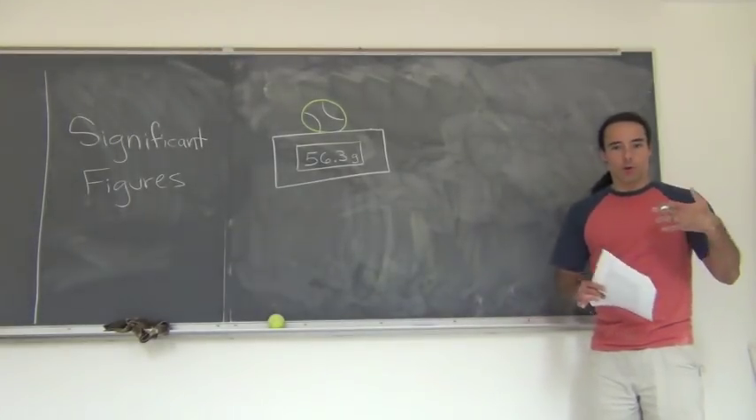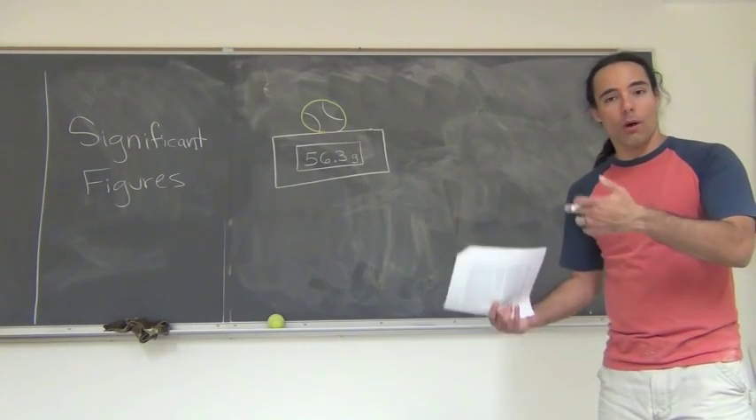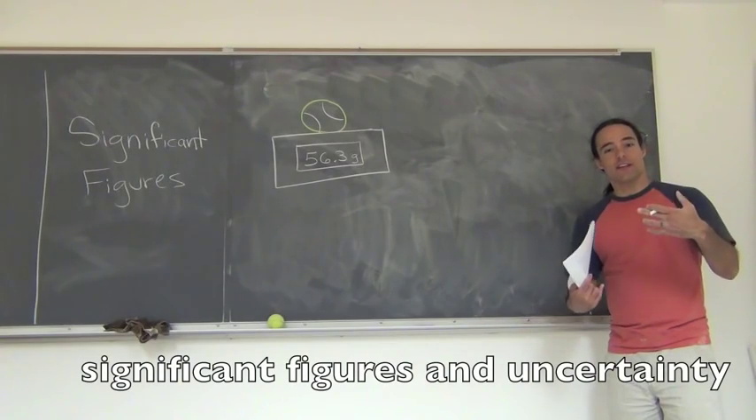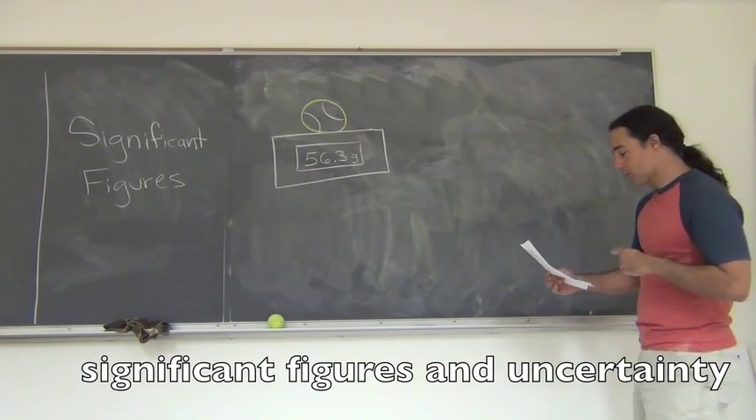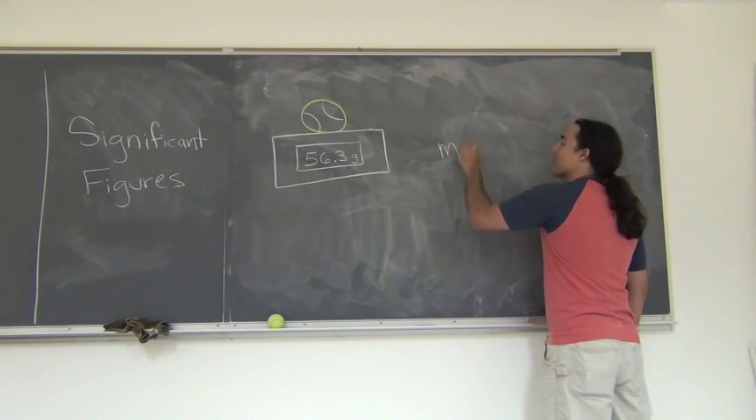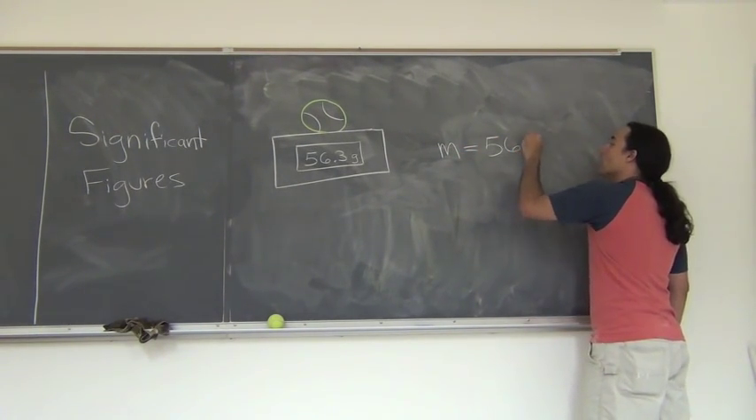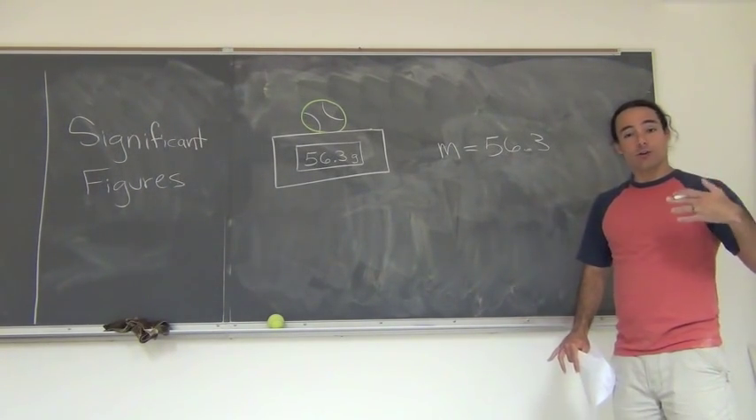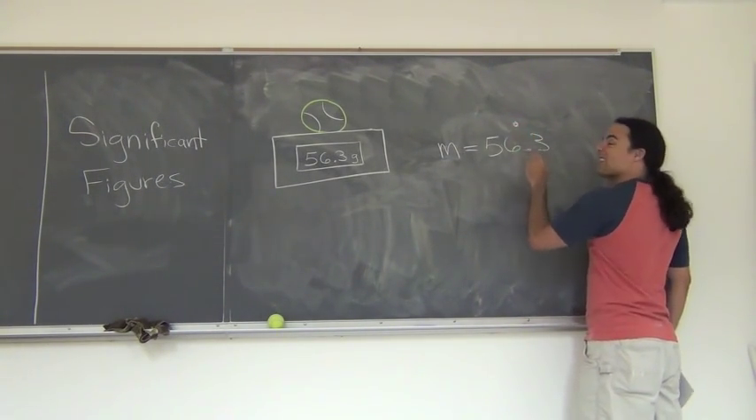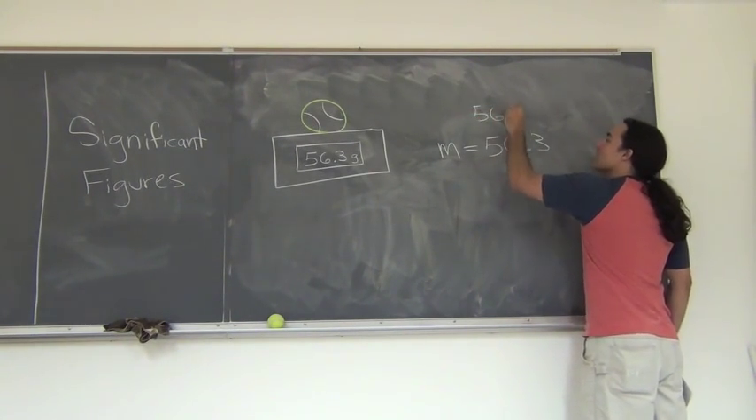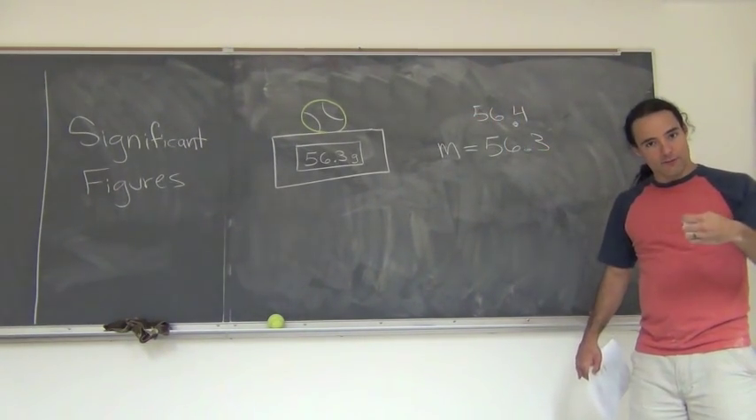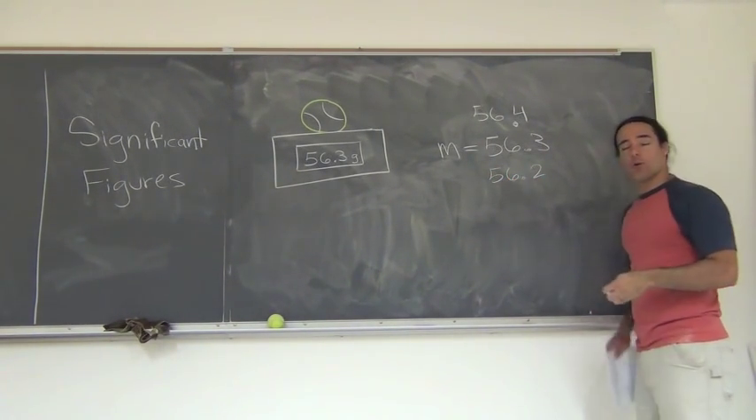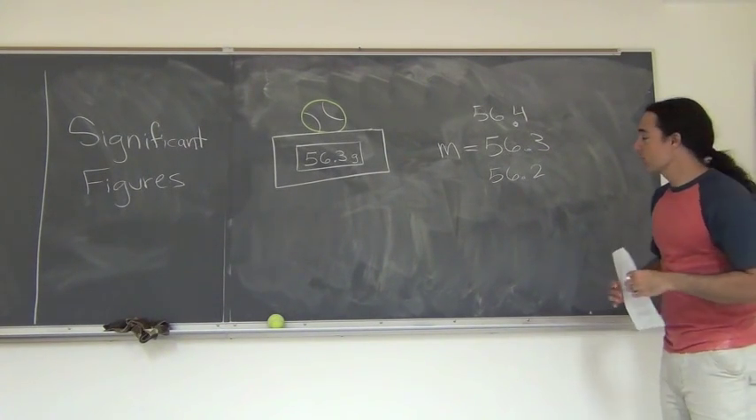So how do I actually record the mass of my tennis ball if I don't know what most of the numbers are? Well, to deal with this, we come up with what we call significant figures and then uncertainties. So I'm going to write the mass of my tennis ball is 56.3. And I don't know what comes after here, but I do know that it's not 56.4, otherwise that 3 would have been a 4. I also know it's not 56.2, otherwise my 3 would have been a 2 instead.